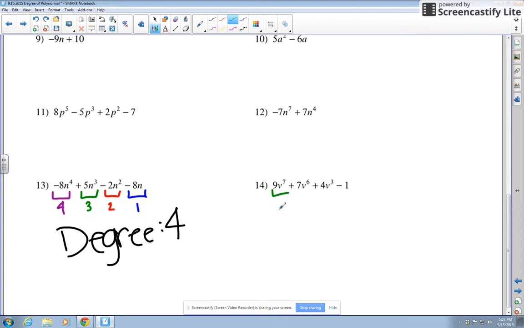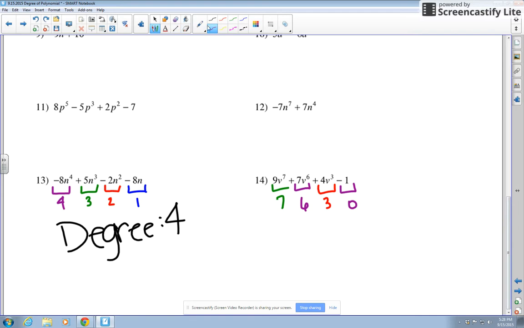If we look at 14, we have 9v to the 7th, and the degree for this is 7. Remember, we're only looking at our exponents. So this degree is 6. The following term is 4v cubed, so our degree is 3. And since we have no variable with -1, our degree is 0.